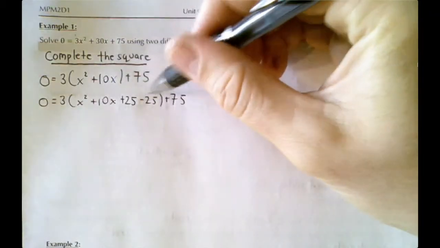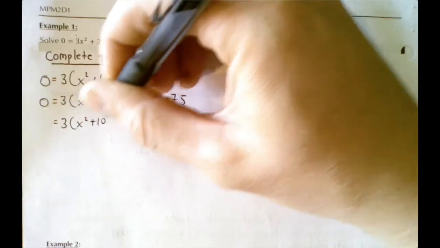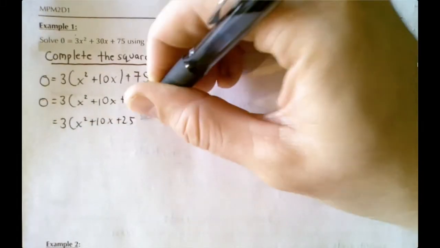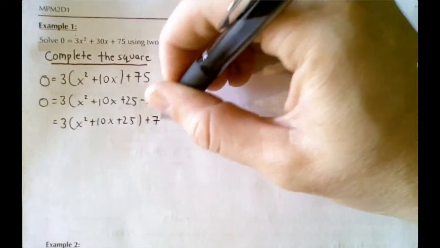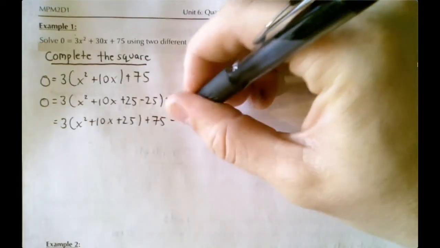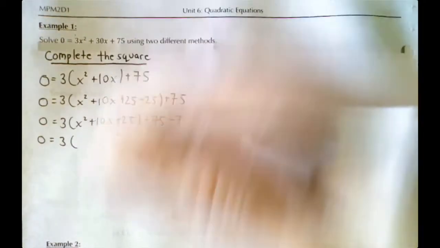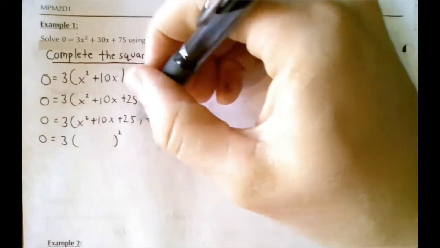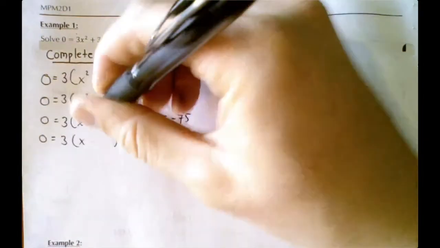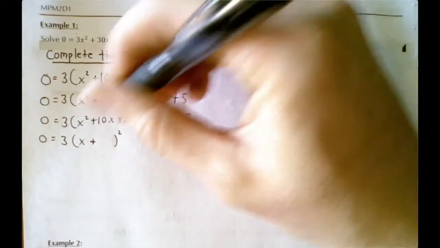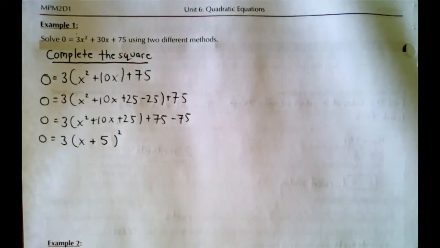And now we're going to bring that negative 25 out of the bracket by multiplying by 3. Negative 25 times 3 is negative 75. And now we're going to collect like terms on the outside, which actually end up being 0. And we're going to factor our perfect square trinomial. Square root of the first is x, sign from the middle is plus, square root of the last is 5. So now we have this nice equation.